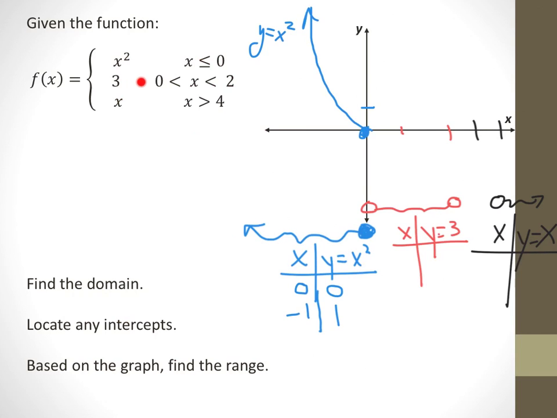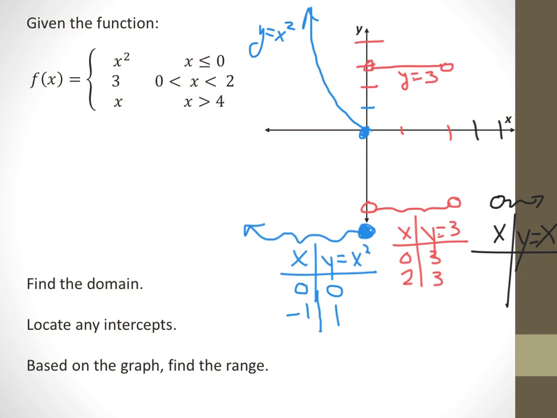Now let's go ahead and graph the middle one. Remember, y equals 3 from 0 to 2. That's this, from 0 to 2. And y equals 3. We don't even really need x values for this one because y is 3, it's a horizontal line, y equals 3. You can go ahead and put the endpoints in, 0 and 2. What's y when x is 0? 3. What's y when x is 2? 3. So we get the horizontal line y equals 3.